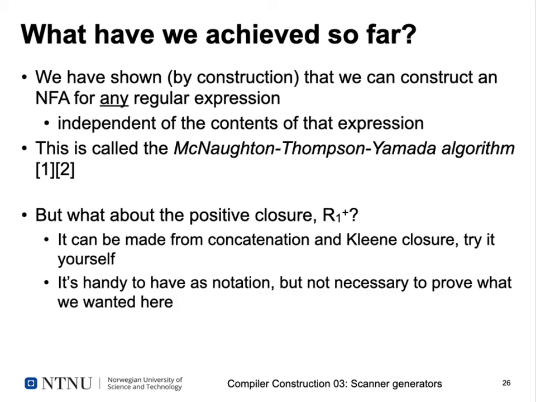We've talked about this, but we haven't built this so far. R1+, as we have already seen, can be made from the concatenation and Kleene closure. So we write R1 once in any case, so we have one repetition of R1 independent of what else comes behind it, and then we just use R1* as the Kleene closure, and you can try it yourself to see that it works. This is handy to have as notation, but it's not necessary to prove that our construction works.